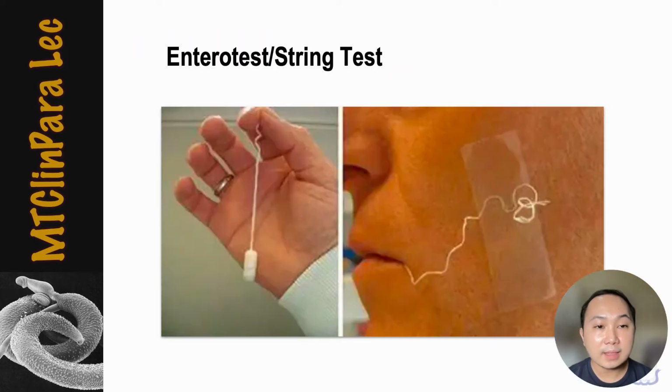Here is the simple entero test or string test for the aspiration of duodenal fluid. Usually the patient is given a gelatin capsule with a string attached to the cheek of the patient after swallowing, for safety purposes. After 4 to 6 hours, the physician will extract by pulling the string, and all the fluid attached to the capsule will be examined through direct smear of fluid analysis. Usually we check here for the presence of the motile trophozoite.